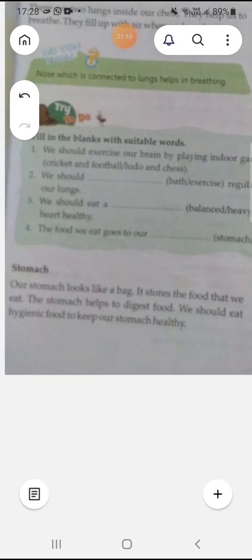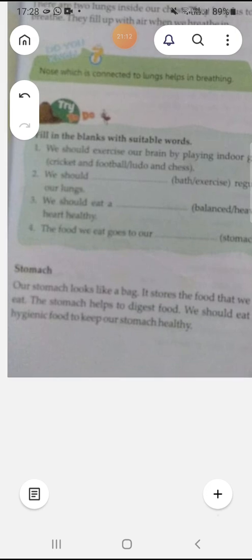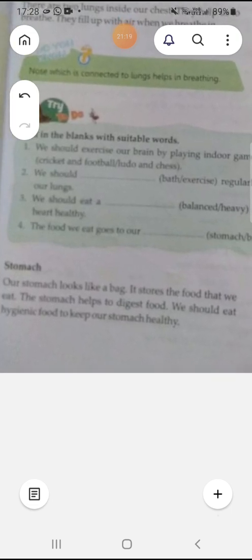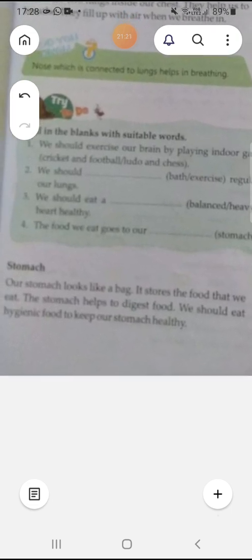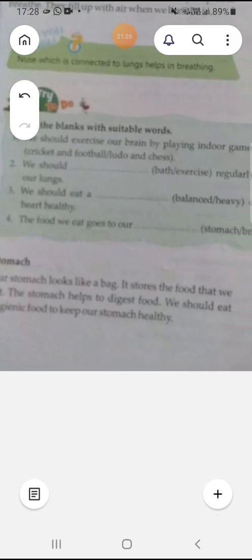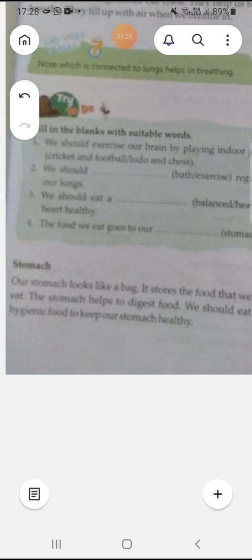We should eat hygienic food to keep our stomach healthy. Hygienic means fresh, not stale or dirty food. So how can we keep our stomach healthy? By eating hygienic food. Remember the pronunciation, students, hygienic. If we eat hygienic food, then only we can keep our stomach healthy.